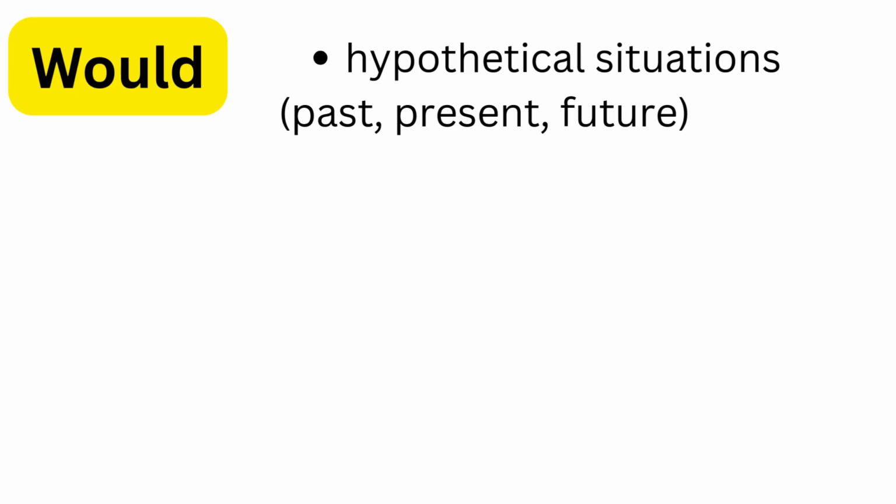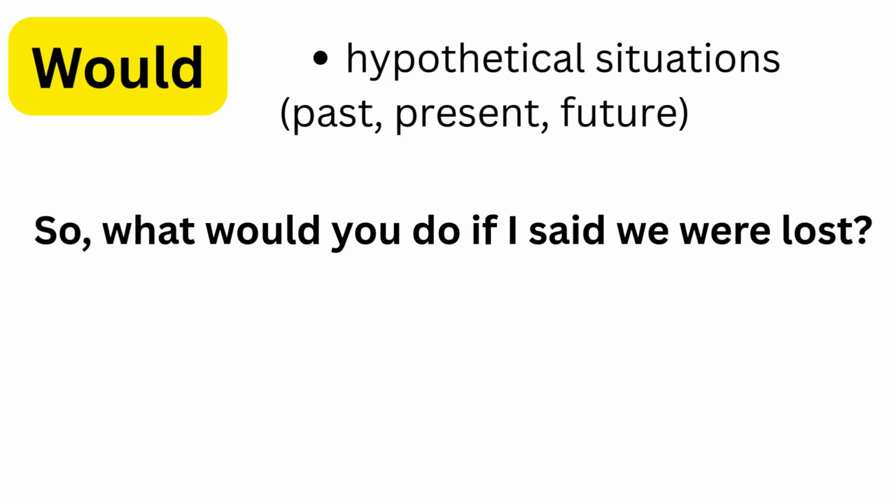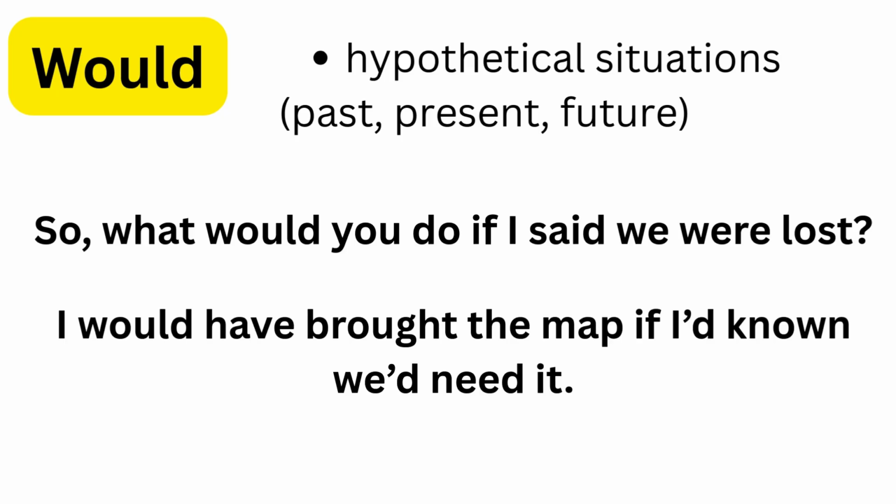We use would to talk about hypotheticals in the past, present, or future. For example, so, what would you do if I said we were lost? Another example might be, I would have brought the map if I'd known we'd need it. This one refers to a past hypothetical, something that didn't happen.